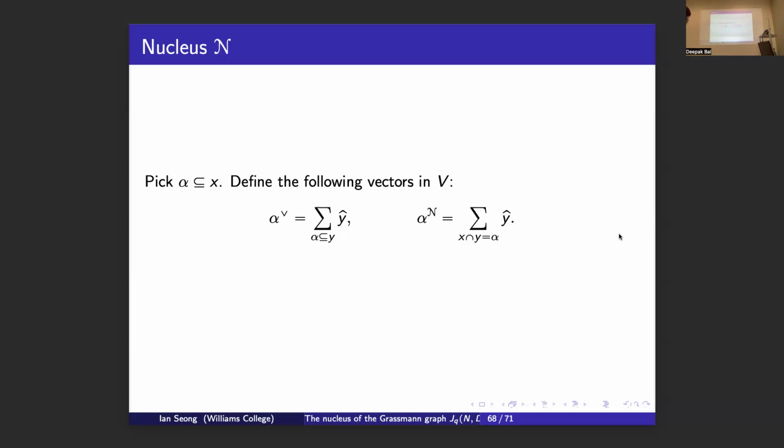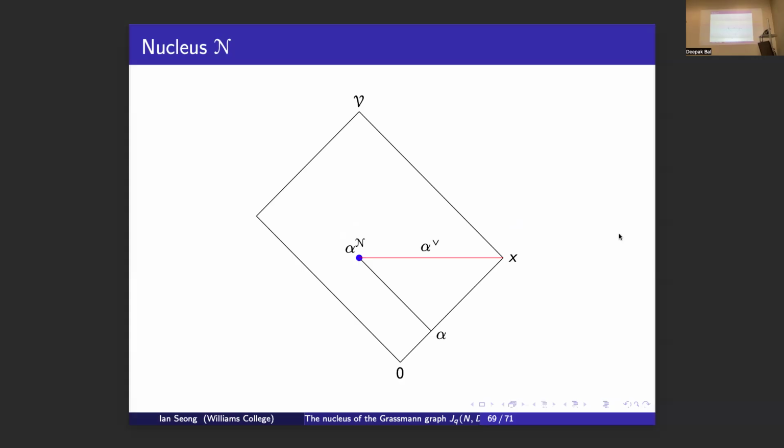Using a diagram, this is what it looks like. We have a subspace alpha that is contained in X. Then alpha check is going to be the sum of the y hats, where y is a vertex that lies in this location and contains alpha. And then alpha to the power of N is going to be the sum of the y hats, where the y's are the vertices in that blue dot and contain alpha.